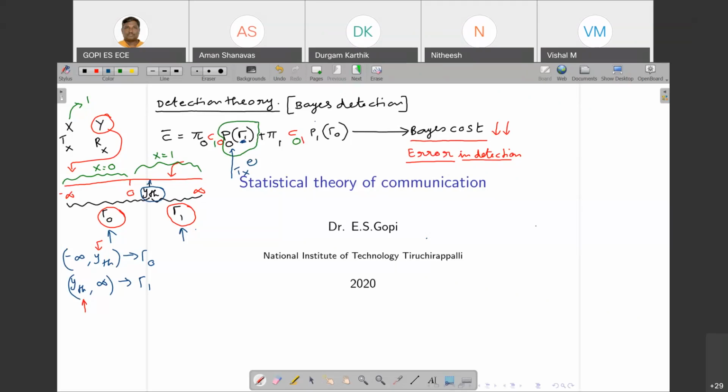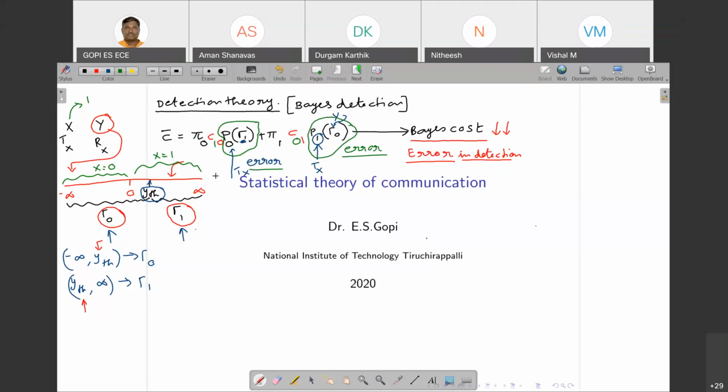Error. This is an error. And similarly, here you are actually transmitting 1. This is what you are transmitting. And your observation y lies in the region gamma naught. That's also an error. So this is also an error here. We give different names for these two errors.